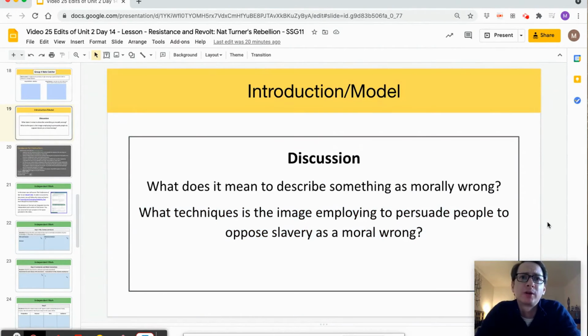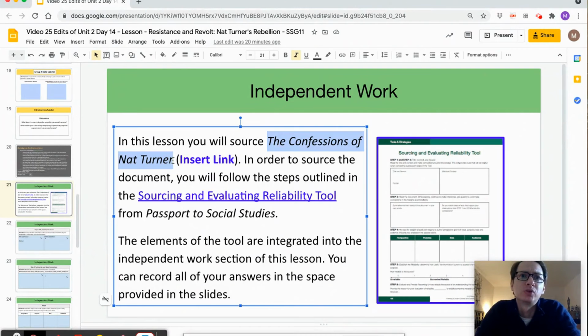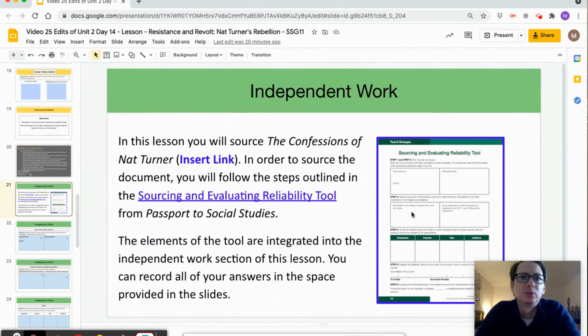Everything you've done so far has been to help you establish the historical context for those two primary sources that we are now going to look at and determine their causal relationship. The first source is the Confessions of Nat Turner, which before we start using in our writing, you must first consider its reliability. To help you with this, a sourcing and evaluating reliability tool is embedded into these slides.